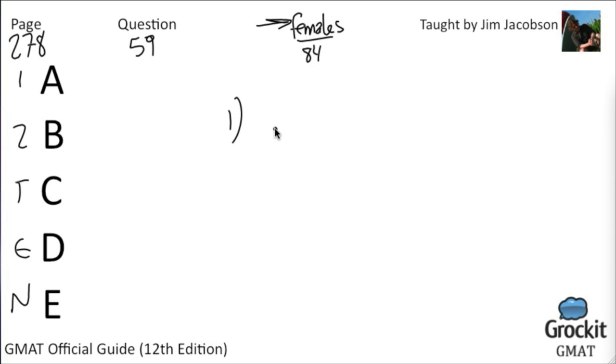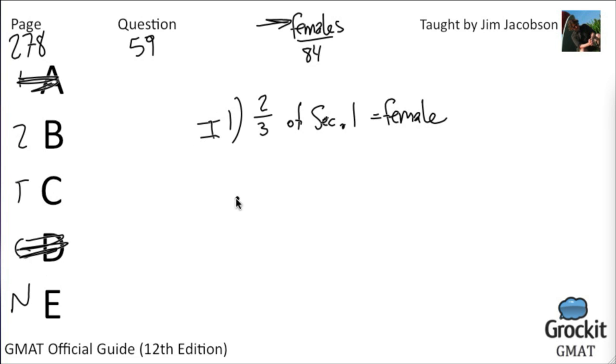Statement 1 says 2/3 of the students in section 1 are female. There are 2 sections, of course, so just knowing what section 1 has, there's no way that can be sufficient on its own. So we can cross off answer choices A and D. Those require statement 1 to be sufficient.